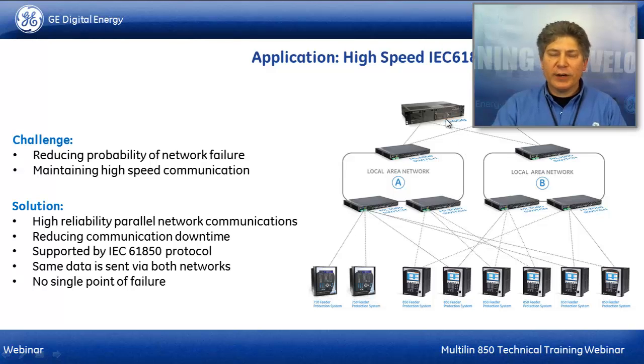Now, the way the PRP works is this: the first piece of information that gets there is the one that is accepted. The second one is dropped. So this just ensures that the information gets over to the data management system.